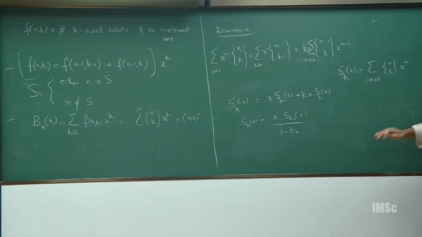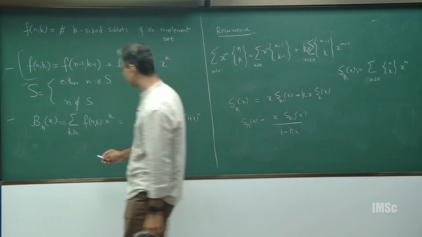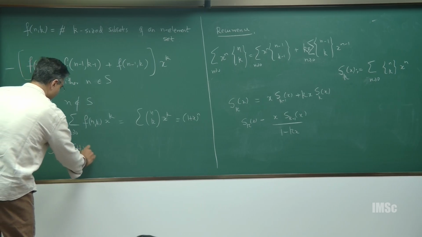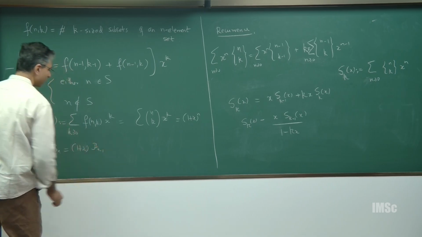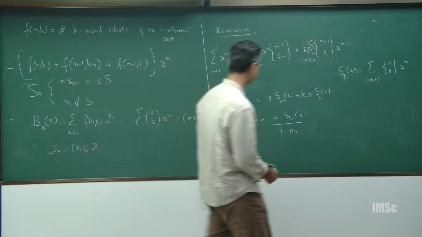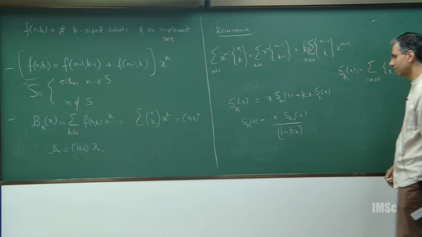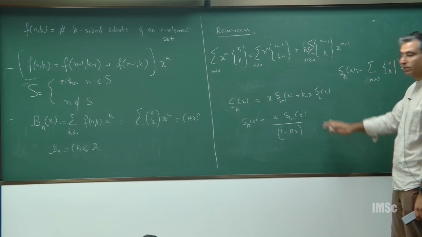Okay, it is slightly more involved than what we had for the binomial terms. There it was just bn was 1 plus x times... right, so it was nice. Here we have this ratio x upon 1 minus kx. Is this fine? Is the derivation okay?